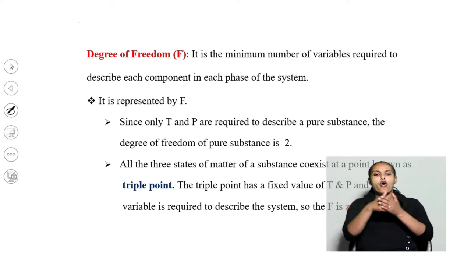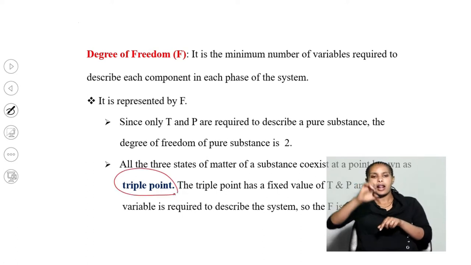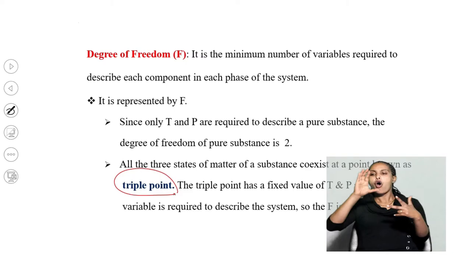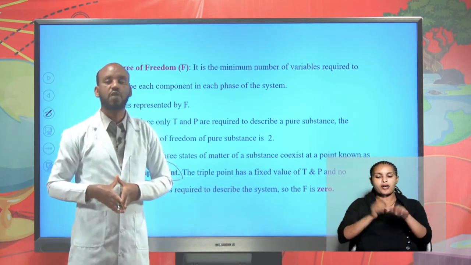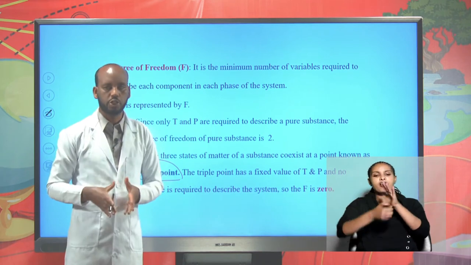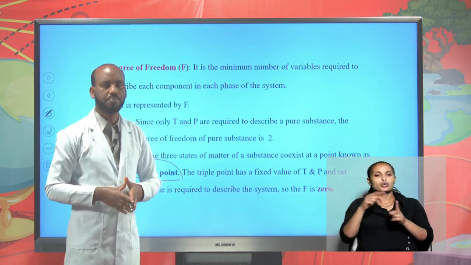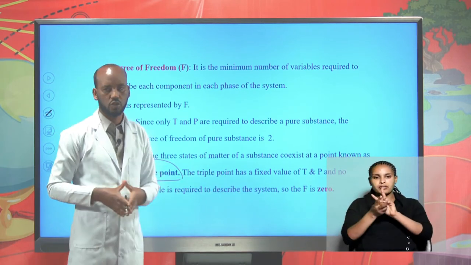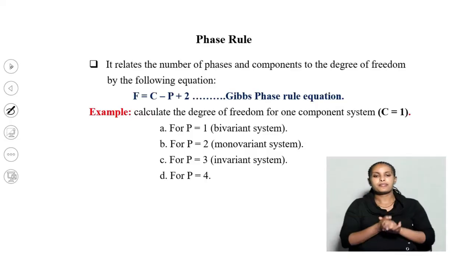All three states of matter of a substance coexist at a point known as the triple point. At the triple point, three states of matter coexist. The triple point has a fixed value of temperature and pressure. Therefore, no variable is required to describe the system. Now the system is invariant. No variable is required to describe it.